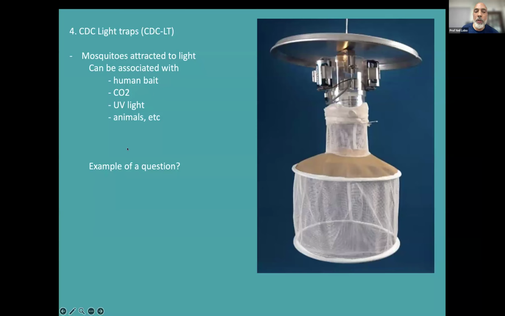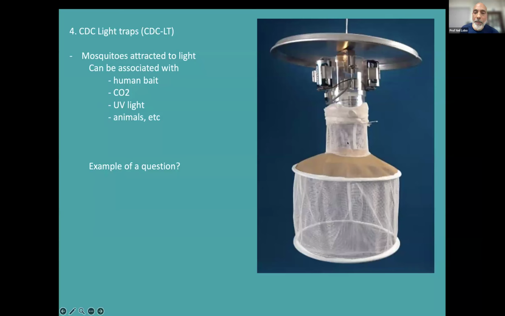And of course, what you use as a bait will tell you the species that you sample, as well as the densities of each species that you sample. So if you use the same trap in different locations, you will get different mosquitoes. If you use the same trap with different baits, you will capture different mosquitoes.